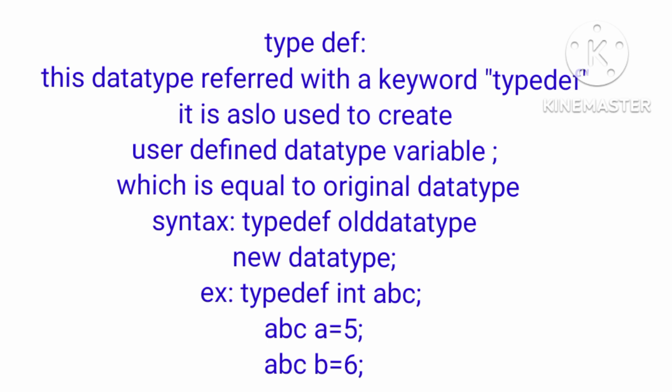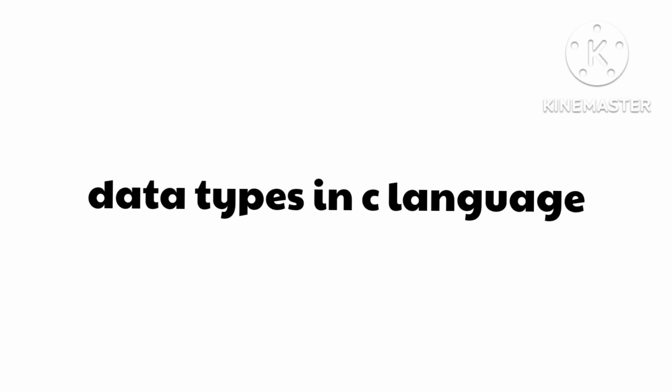Next, typedef. This data type is referred to with the keyword typedef. It is also used to create a user defined data type variable which is equal to the original data type. Syntax: typedef old data type and new data type. Example: typedef int ABC. ABC A is equal to 5, ABC B is equal to 6. And these are the types of data types in C language.